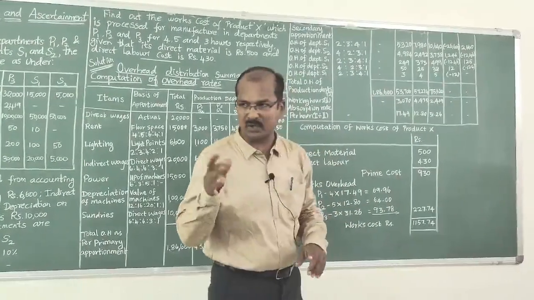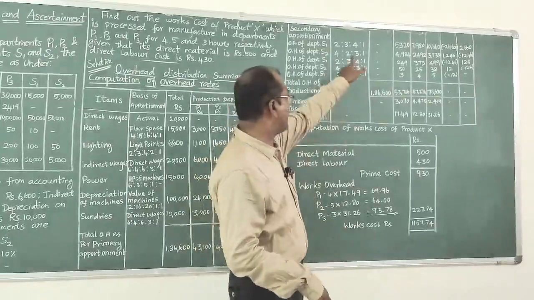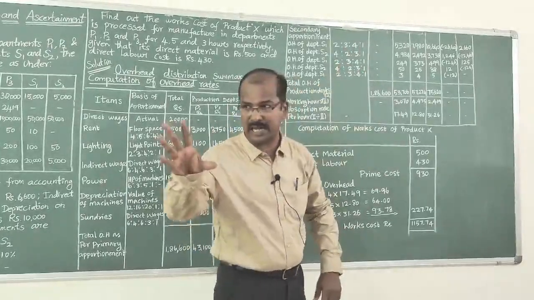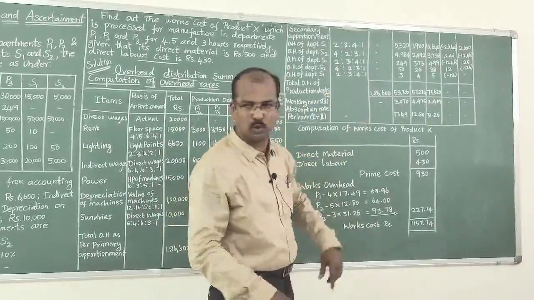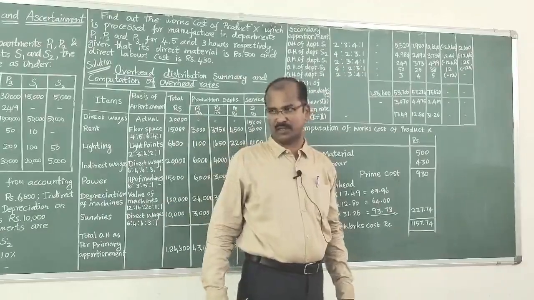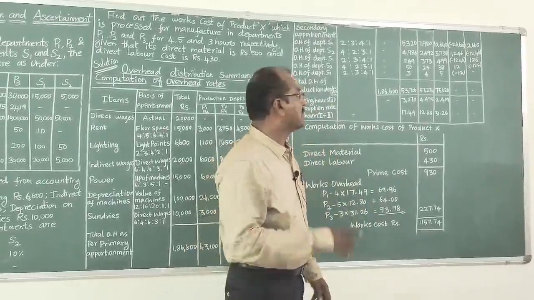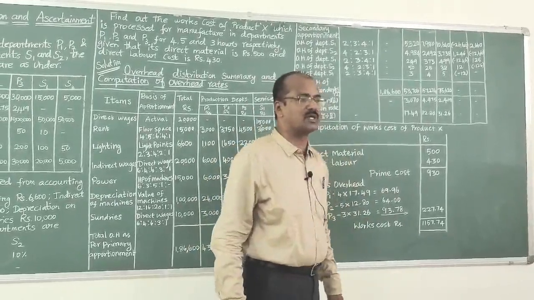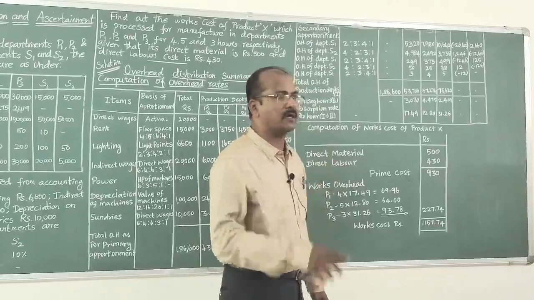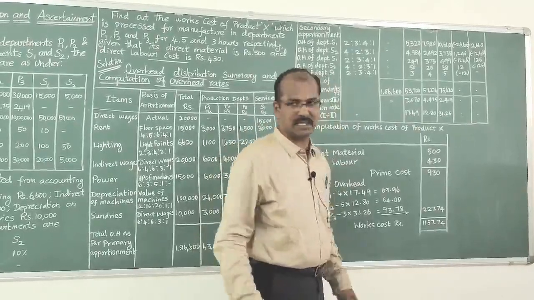Yes, 26,600 divided by the total of all this comes to 10. Divided by 10, into 2 it will give you 5,320. Into 3 it will give you 7,980. Into 4 it will give you 10,640. Into 1 you get 2,660.